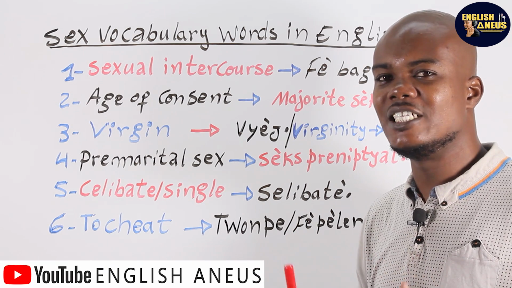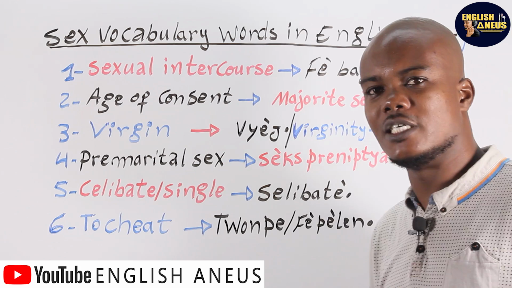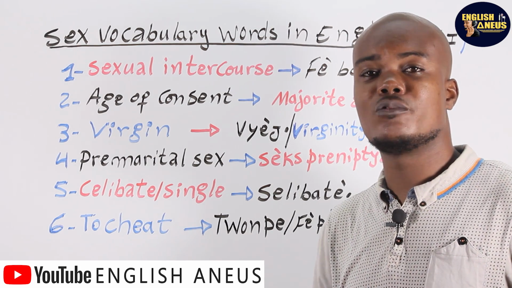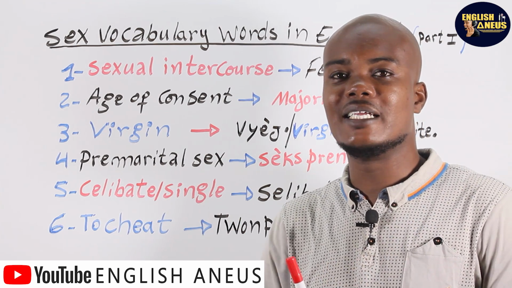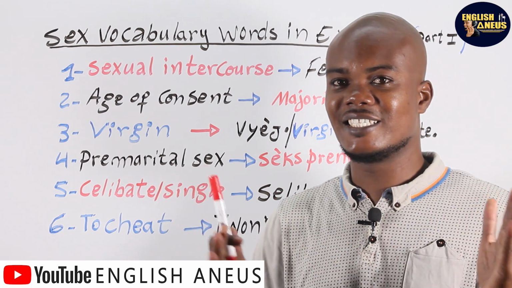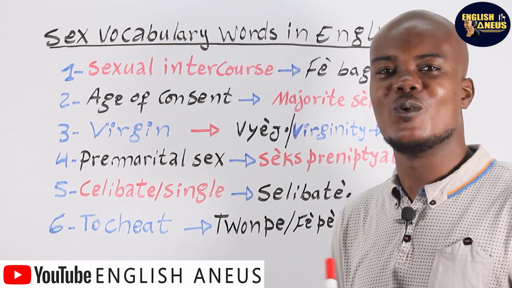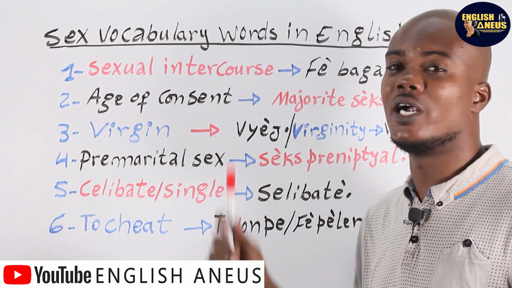Sexual intercourse is the process to have a baby. Sexual intercourse, ça c'est processus pour gagner un bébé. When a man and a woman get together, and this is the reason why you are here today. You existed. It's because of sexual intercourse.